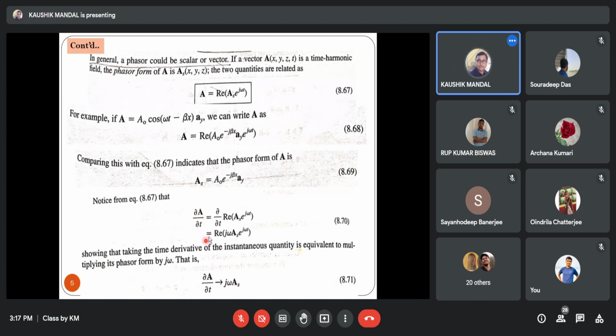So ∂A/∂t is nothing but jω As. With this discussion, it is established that the time derivative of a vector or of a quantity is equal to multiplying the corresponding phasor by the term jω. That is, if we find some derivative, suppose ∂E/∂t, we can write it in phasor form as jω Es.